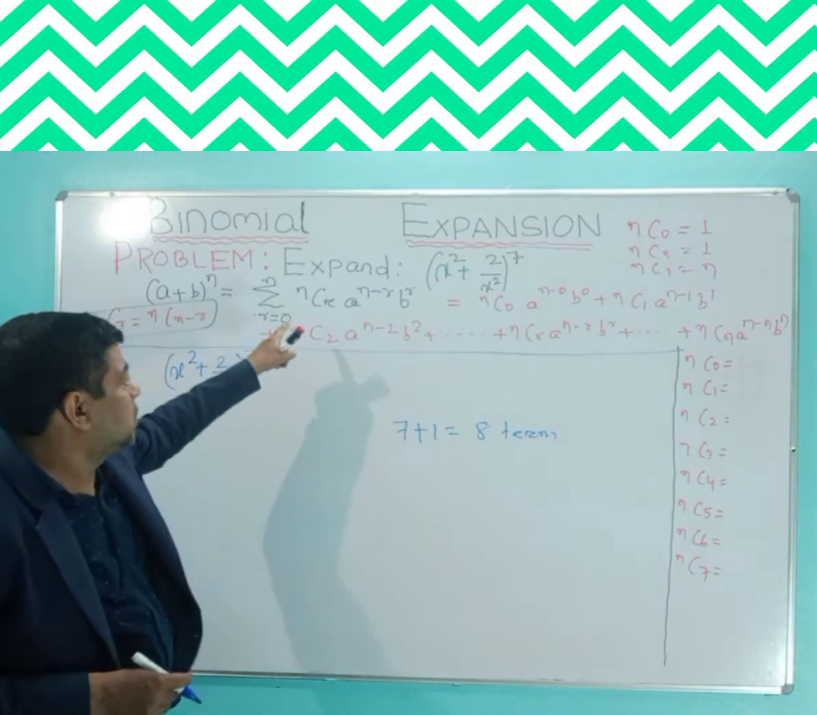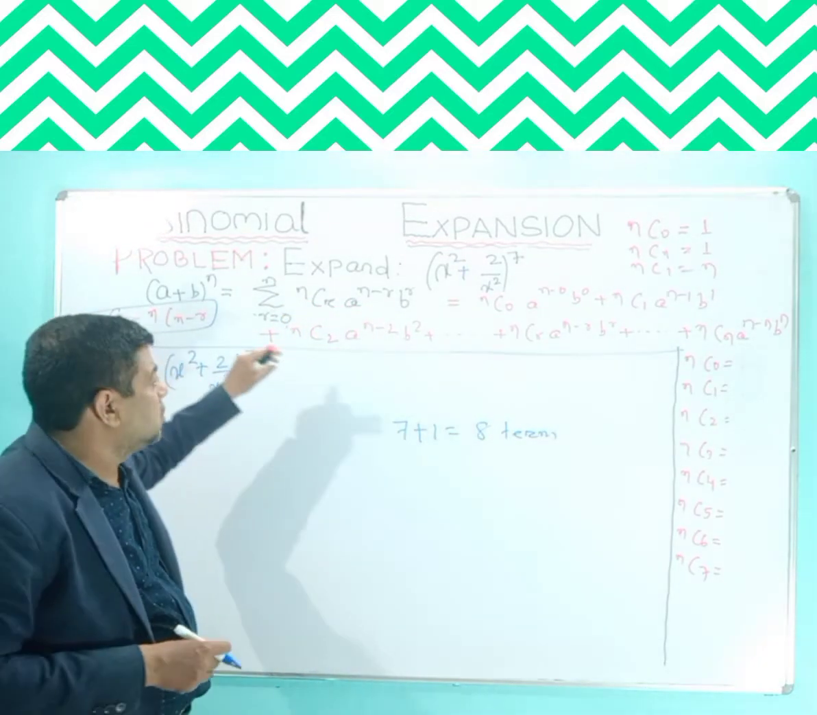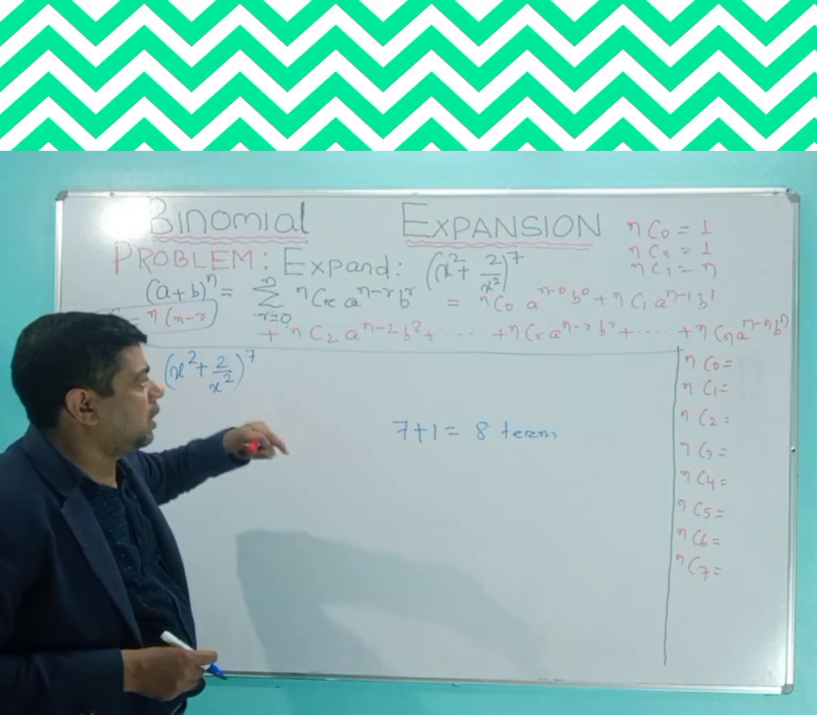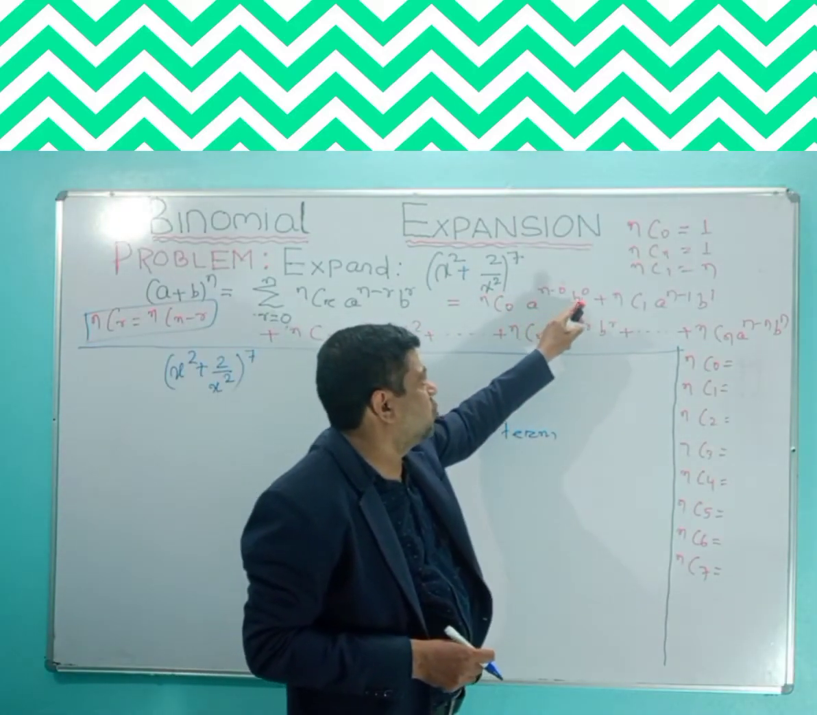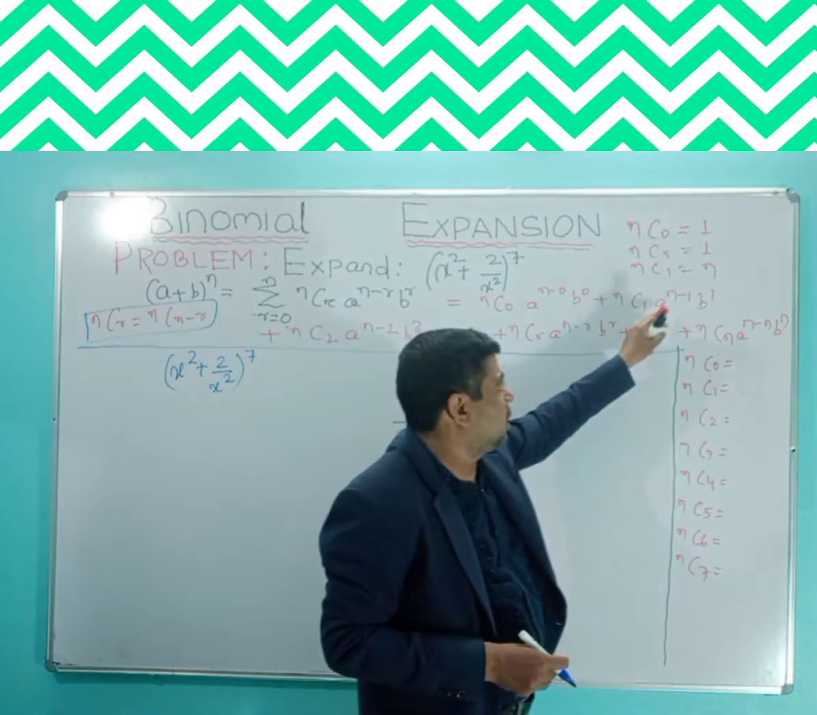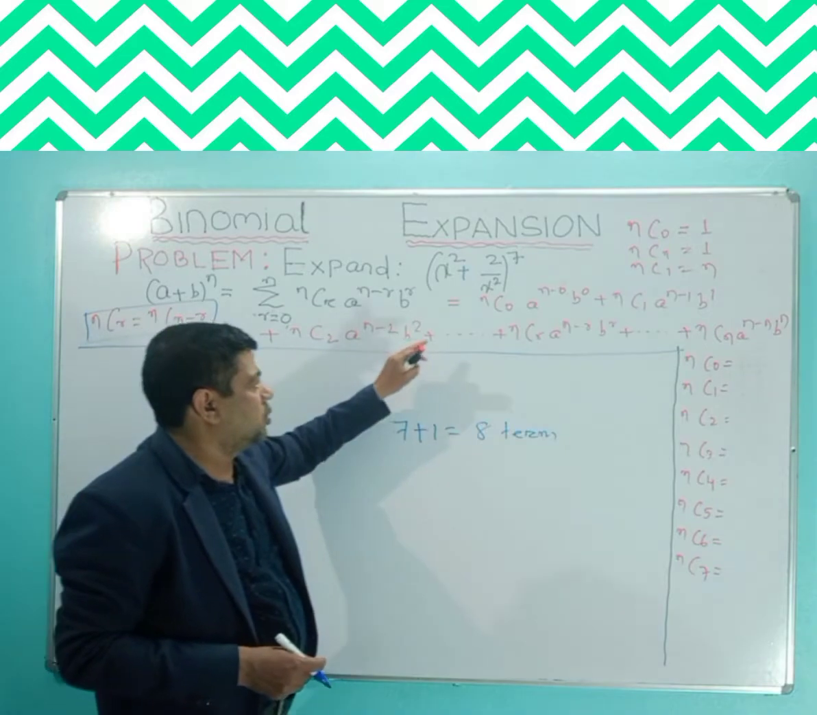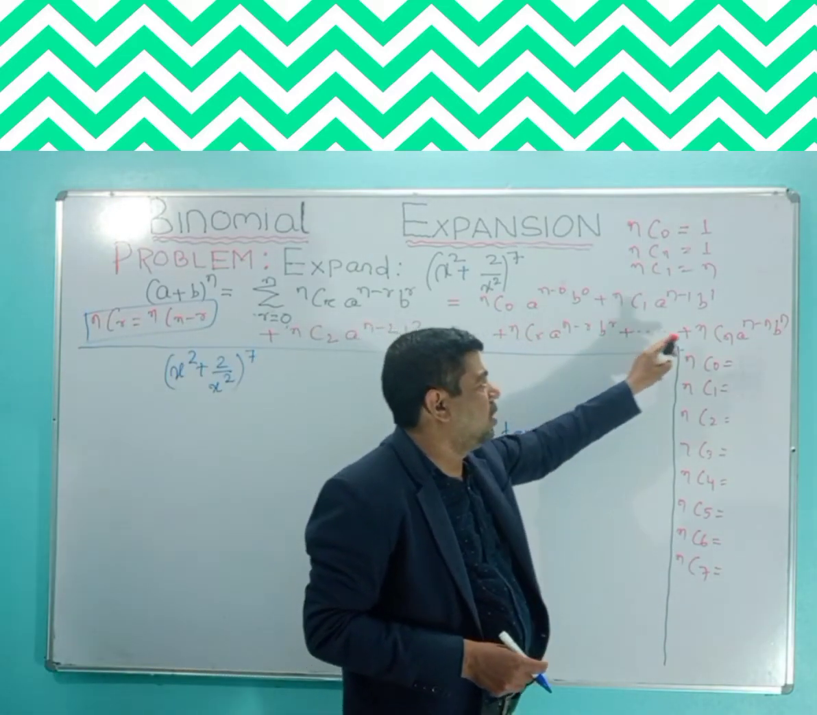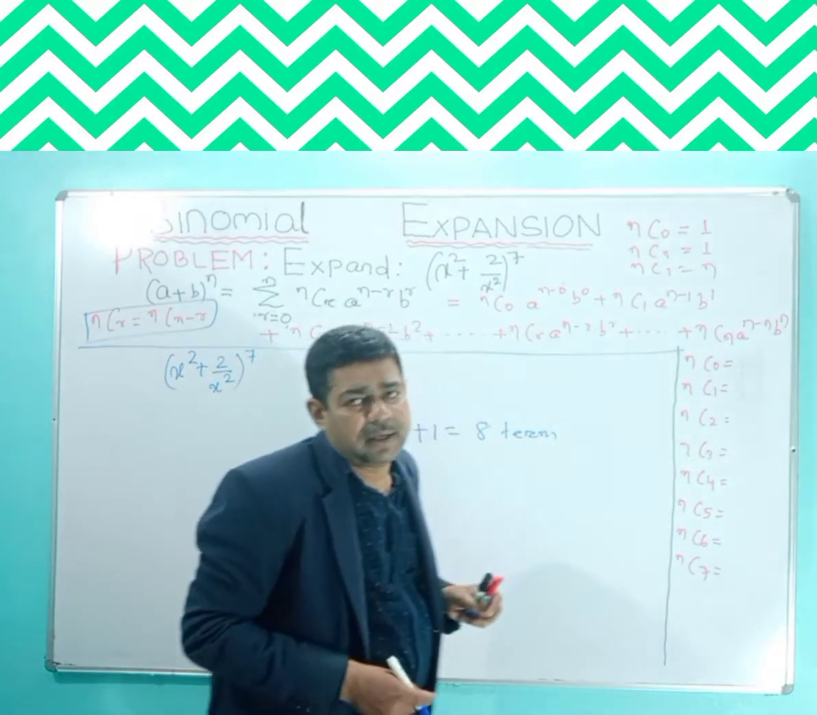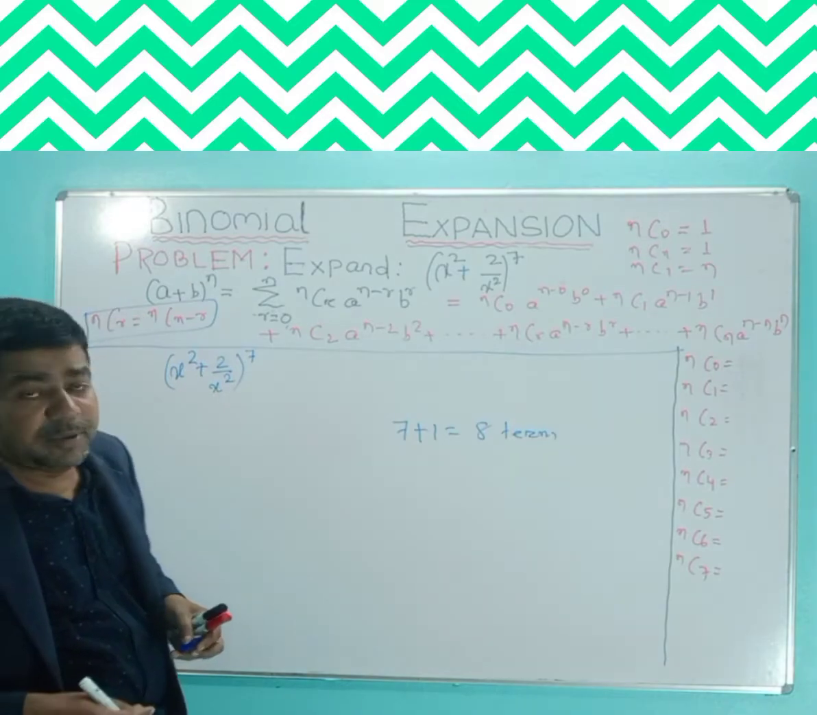Okay, and all of you know, as per the binomial theorem, (a plus b) to the power n is the summation of nCr a to the power n minus r b to the power r, where r varies from 0 to n. In the expanded form it is nC0 a to the power n minus 0 b to the power 0 plus nC1 a to the power n minus 1 b to the power 1 plus nC2 a to the power n minus 2 b to the power 2 plus up to nCr a to the power n minus r b to the power r, and the last term is plus nCn a to the power n minus n b to the power n. This is the binomial theorem expanded form.